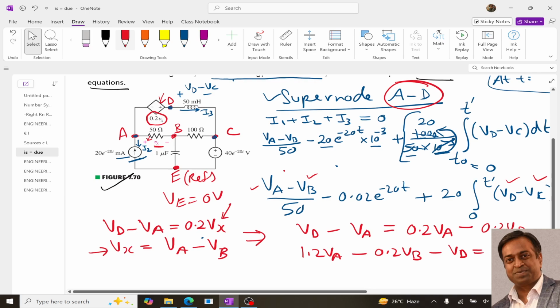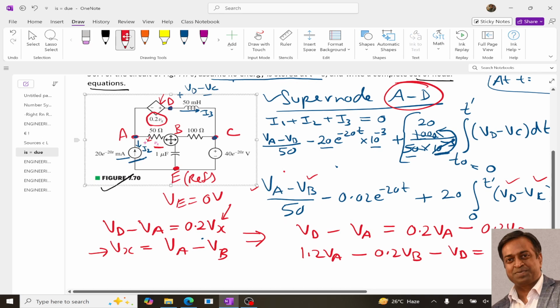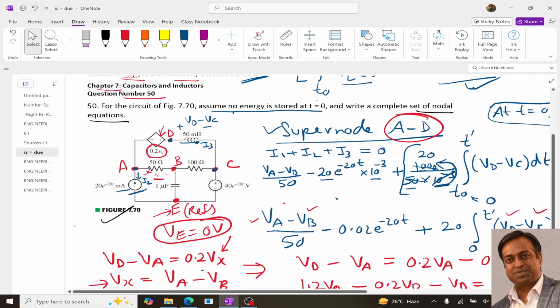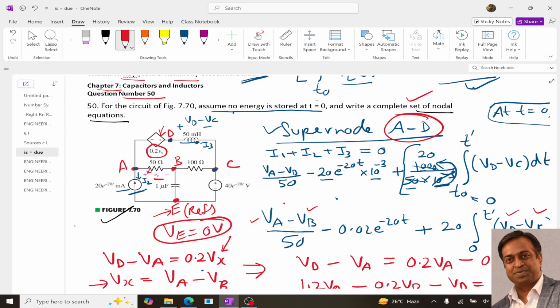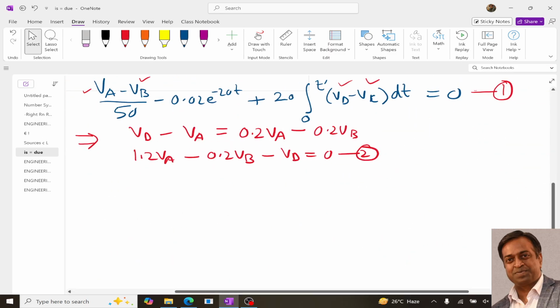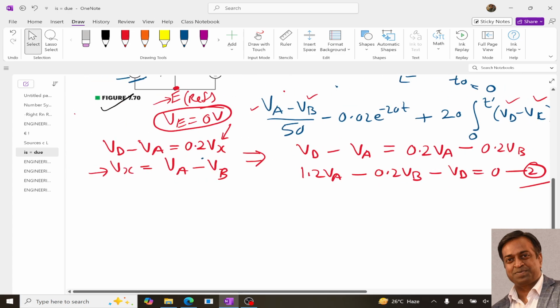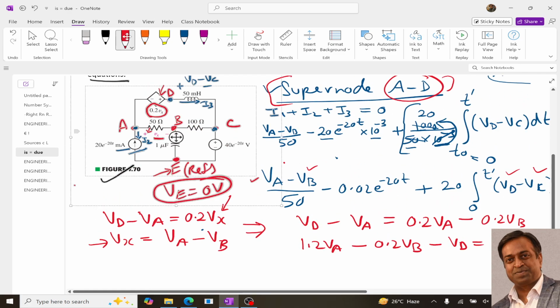Now coming to the third one, remember over here we have 5 nodes: a, b, c, d and e. E is the reference node, so the voltage is 0, and it means that we need to have 4 nodal equations to solve the circuit. We do not need to solve the circuit as per the question, but we need to write 4 equations. So already, considering the supernode, we have written these 2 equations, equation 1 and equation 2.